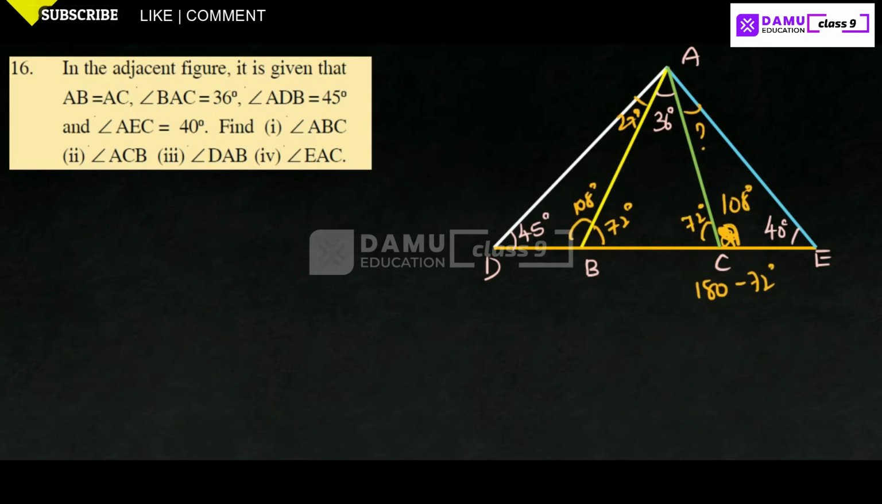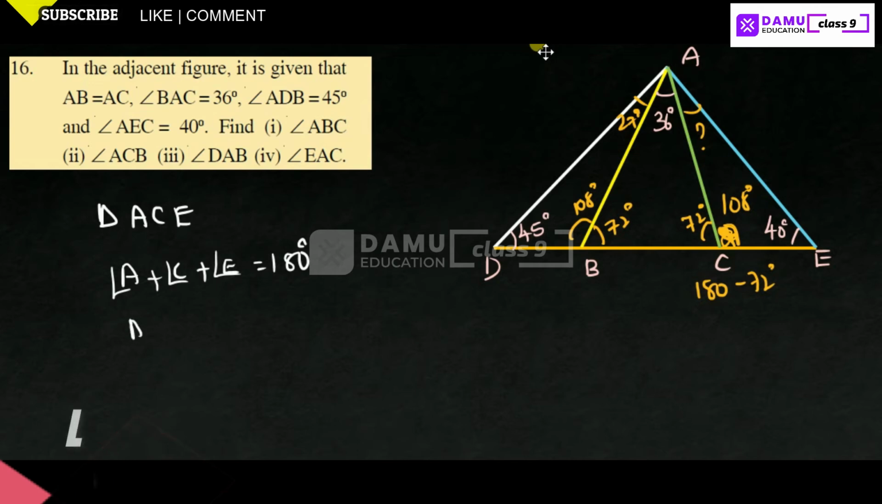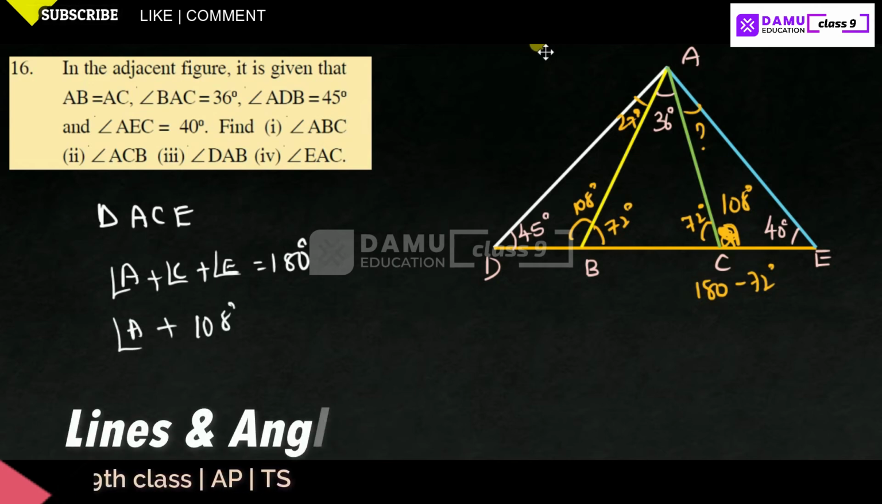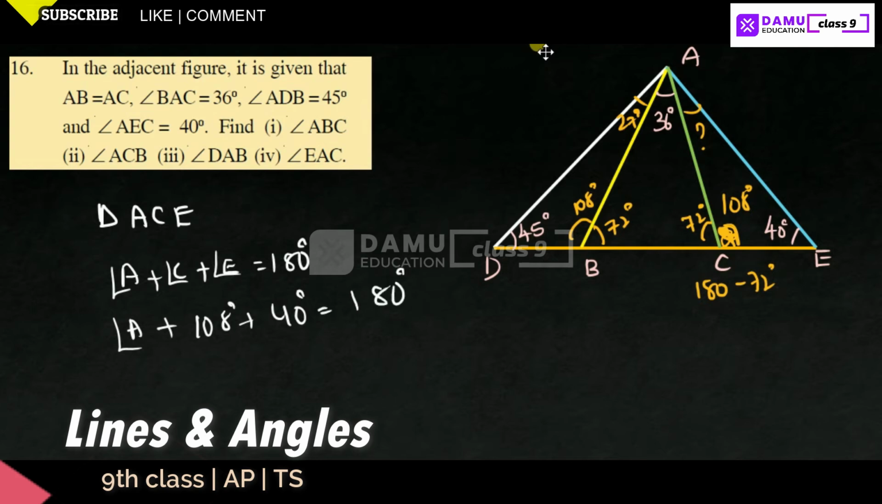So what we need to find is from triangle ACE. The angle sum property says angle A plus angle C plus angle E will be equal to 180 degrees. So angle A is what we have to find, plus angle C is 108 degrees, then angle E will be equal to 40 degrees, and that will be equal to 180 degrees. So angle A plus 108 plus 40, that is 148 degrees, will be equal to 180 degrees.